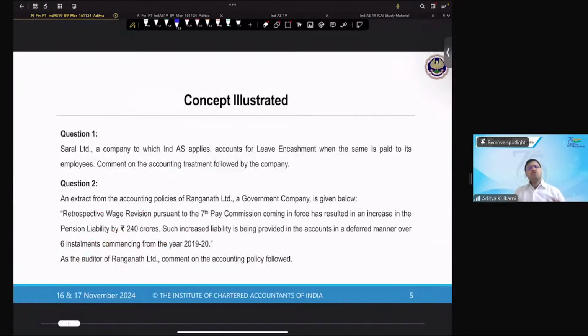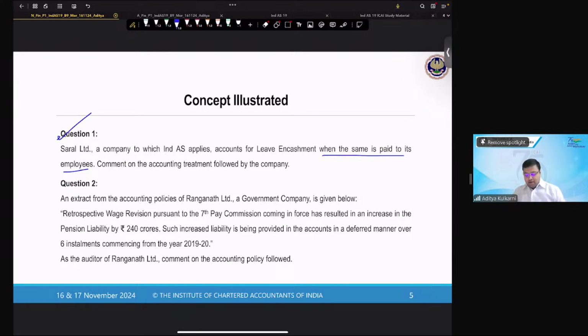Okay, so two very small questions just to cover whatever we have discussed till now. So, Saran Limited, a company to which Ind AS applies, accounts for leave encashment when the same is paid to its employees. Comment on the accounting treatment. Obviously, you cannot account like this. This accounting is pay as you go basis. That is, when you are going, that time I do the accounting. I cannot do it like that. I will have to accrue the cost and then I will have to make the payment out of that provisions which I have accrued. Okay, so that is the first question.